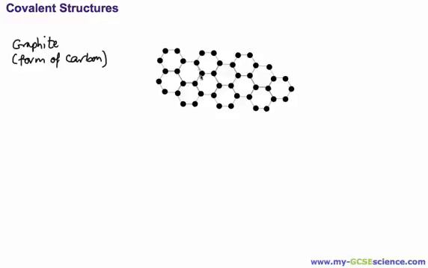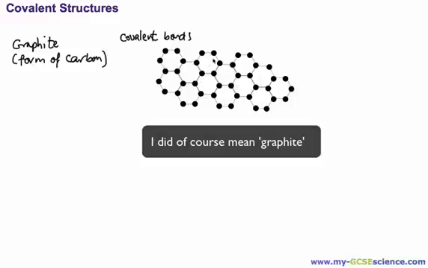So each carbon atom, 1, 2, 3, is linked to 3 of its neighbours. Again, they are covalent bonds, and which link the atoms together. But the specific and special thing to mention about carbon is that the atoms are arranged in this way, but they are also arranged in layers.